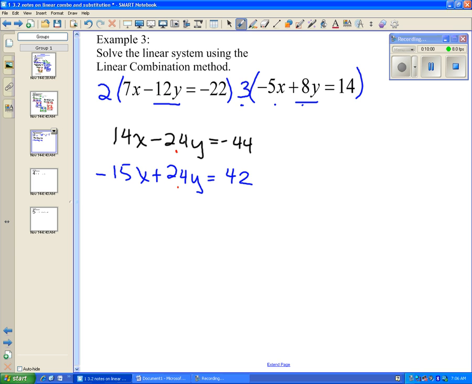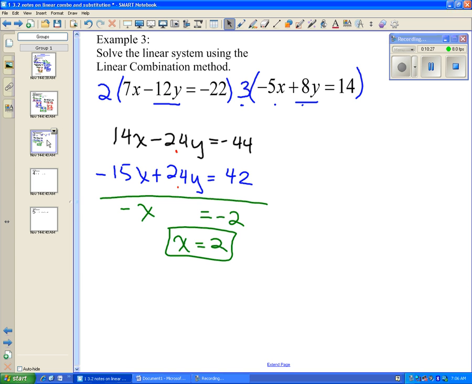At this point, I can go ahead and add. If I add down, 14x minus 15x gives me negative 1x. The y's cancel the way I wanted them to. I planned for them to cancel. Negative 44 plus 42 is negative 2. Divide both sides by a negative 1. I get x is equal to 2. There's my x coordinate. I now need to find my y coordinate.